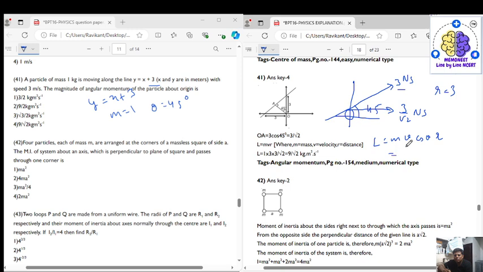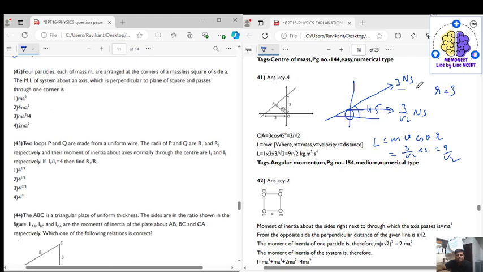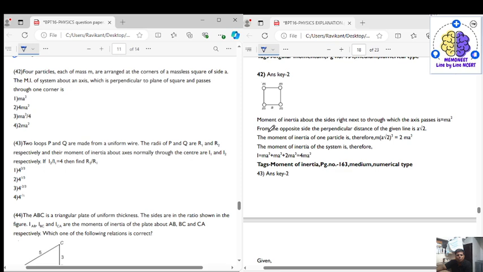So this is equals to 3 upon root 2 into 3, which is equals to 9 upon root 2. So the correct answer for question number 41 is 9 by root 2. Option 4 is the correct answer. Right? Now next, coming to question number 42.